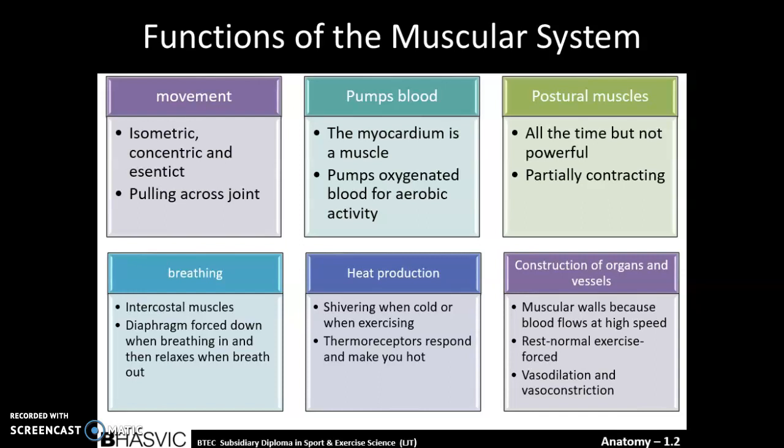Construction of the organs and vessels. Muscular walls, because blood flows at high speed. When you're resting, or at normal exercise, it is forced. And for vasodilation and vasoconstriction, when blood needs to be predominant at one area of the body or not so much at another area of the body.